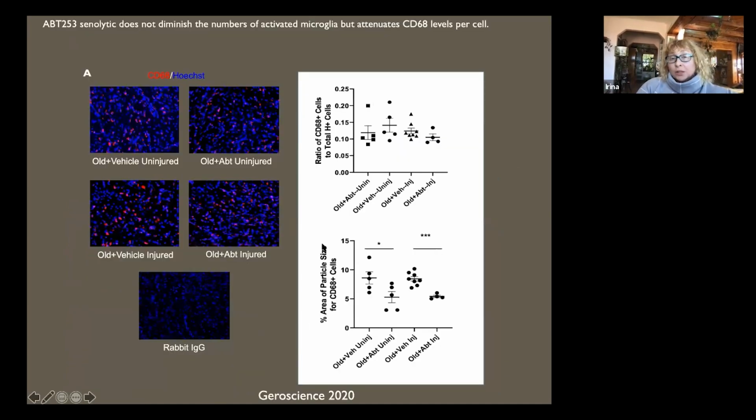And then in contrast, if you look at senolytic, it does not really reduce neuroinflammation, which is quite interesting. So it diminishes load of senescent cells in the brain, but it does not reduce neuroinflammation. It significantly decreases how big these red dots are, but still there are many cells with those red dots which indicate neuroinflammation.